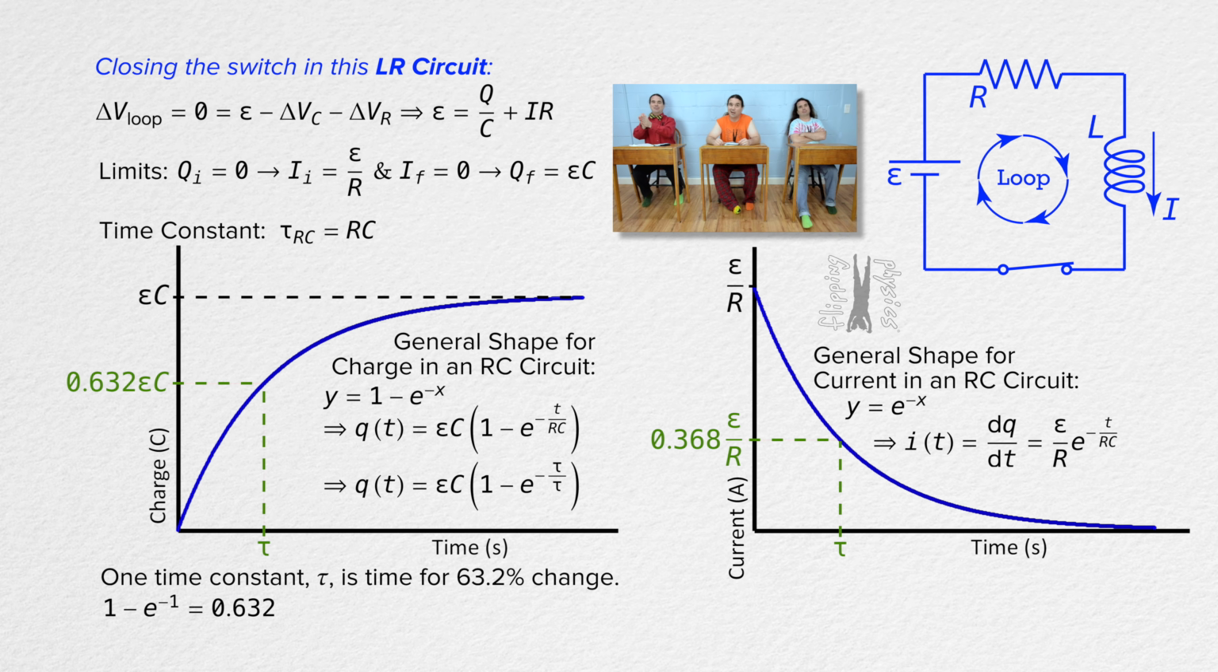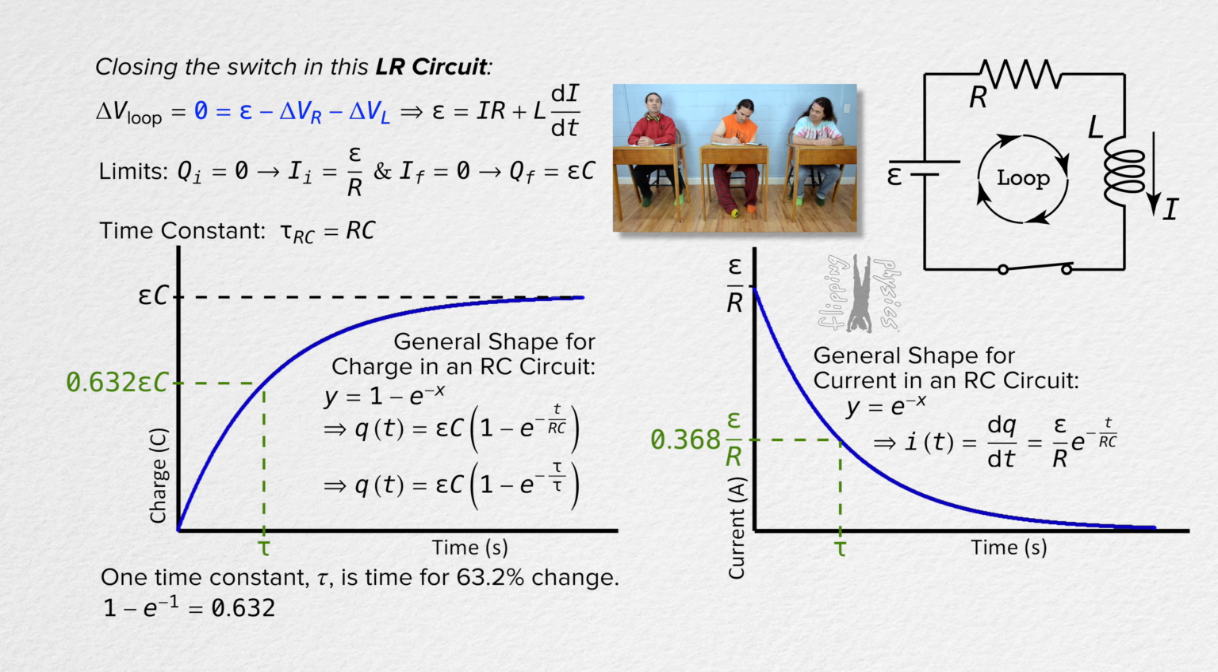Challenge accepted. Good luck. Starting with an inductor resistor circuit with zero current in the circuit, we use Kirchhoff's loop rule starting in the lower left-hand corner of the circuit. The electric potential difference around a loop equals 0, which equals the EMF across the battery, minus the electric potential difference across the resistor, minus the electric potential difference across the inductor.